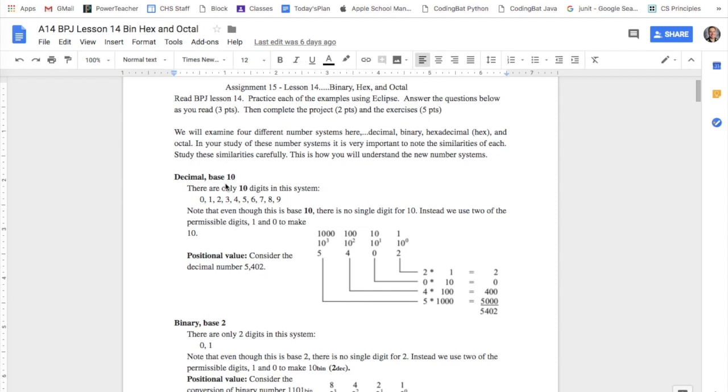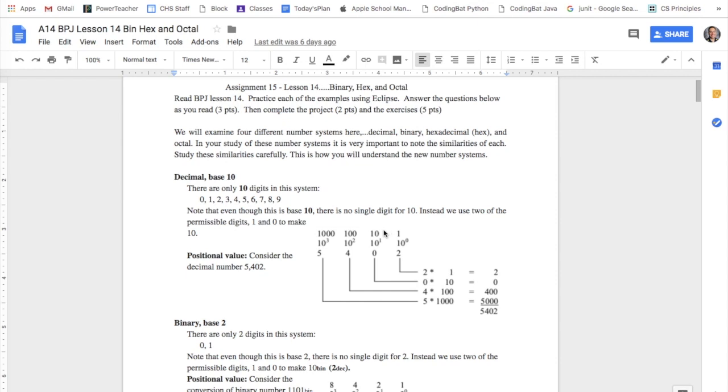But even though there's 10 digits, there's no digit for the number 10. The digits start at 0 and go up to 9. So the first digit is the 0, the second digit is the 1, the 10th digit is the 9, and then to make the number 10, we have to start over again and do 1 ten and 0 ones. That's the way you've been doing it for your whole life.